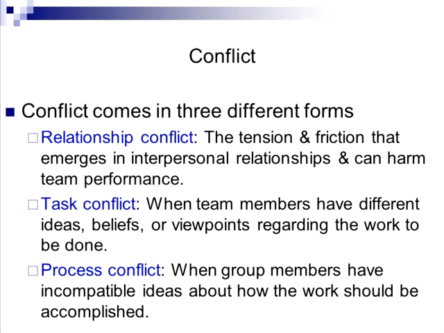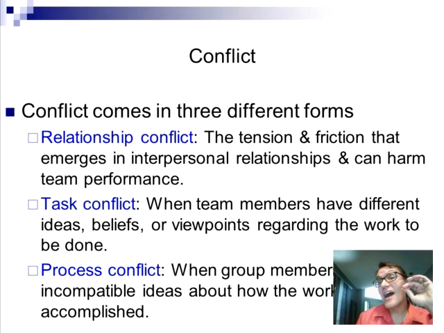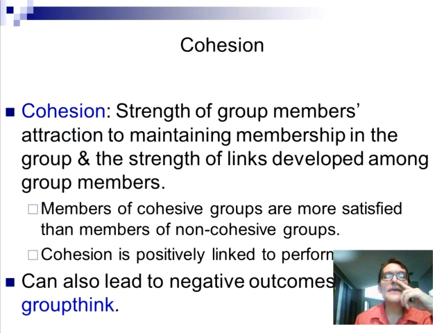Well, process conflict as a third form. When group members have an incompatible idea about how the work should be accomplished. So even if different members can agree on the same goal, okay? I believe that the Democrats and the Republicans fundamentally have the same basic ideas. We want America to be a better place, okay? We want to improve our nation. We want our children to be safe. Most of our goals are the same. But what we disagree on, or what the problem is, is process conflict. How do we get there, okay? So it's a big deal, big problem. Cohesion.